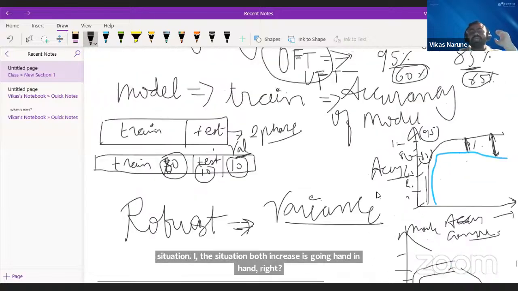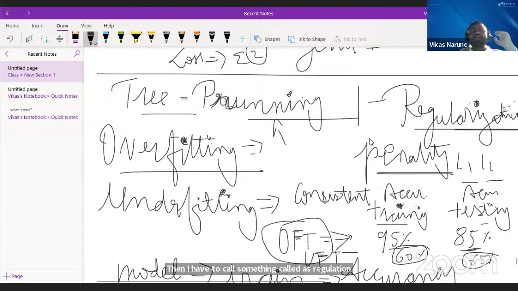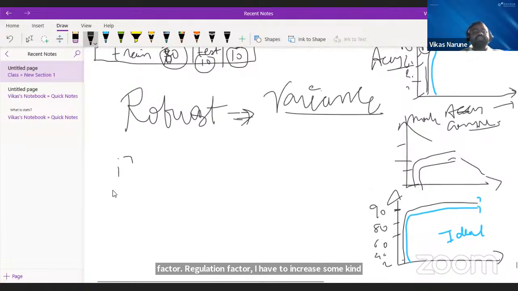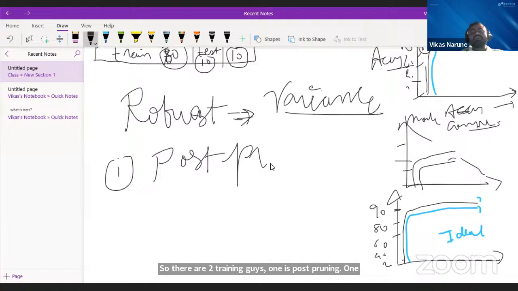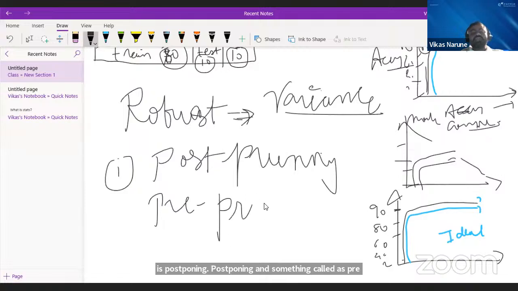If this is not happening, guys, then I have to introduce some kind of regularization, some kind of a penalty. And that penalty is called tree pruning. There are two kinds of pruning, guys. One is post pruning, and the other is pre-pruning.